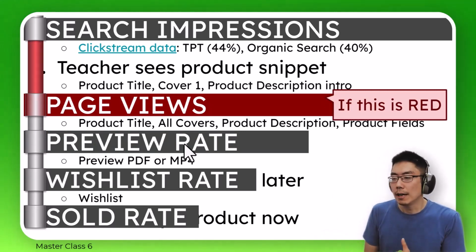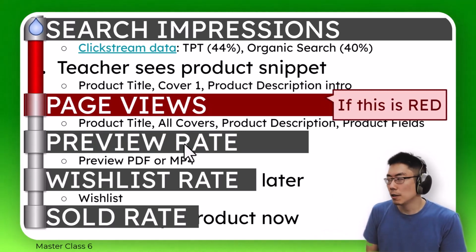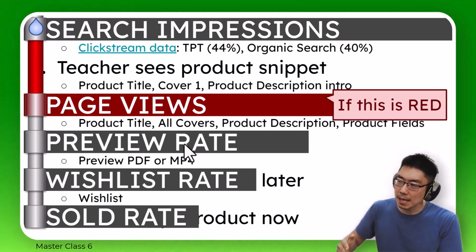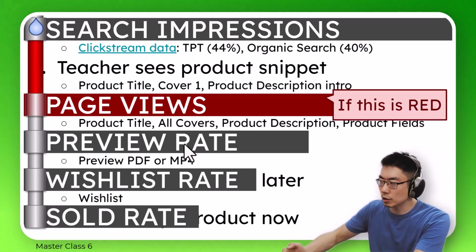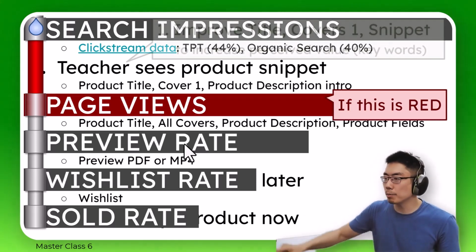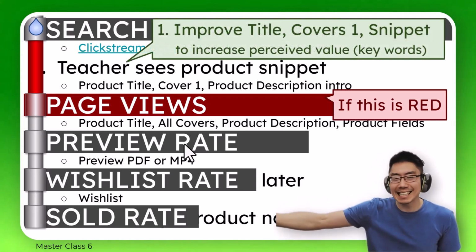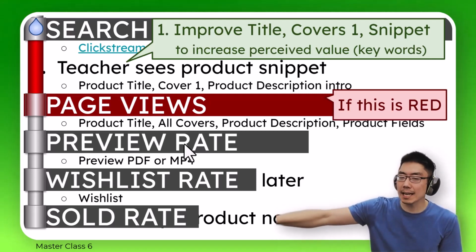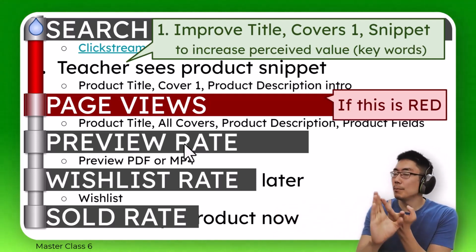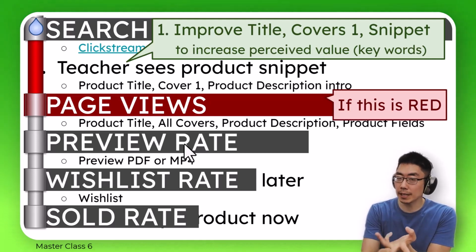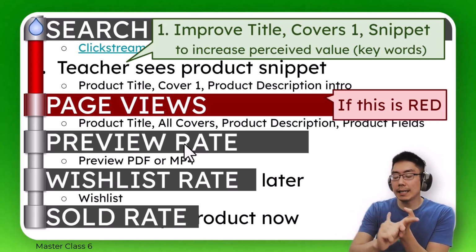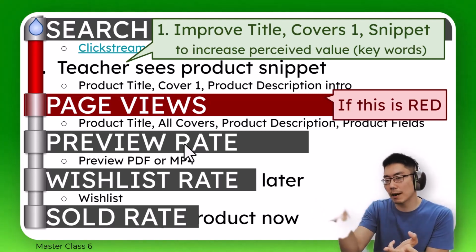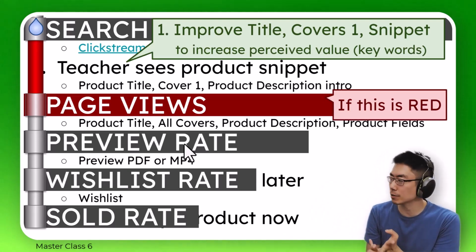Okay, if your page views are low, the first step to consider is maybe you're showing up on TPT search. The teacher saw the product snippet, but they decided not to click on the snippet. So in that case, you probably want to improve the title, improve the covers, cover 1 specifically, because that's what shows up on the snippet, and improve that first paragraph, that first, whatever, 200 characters or words or whatever.